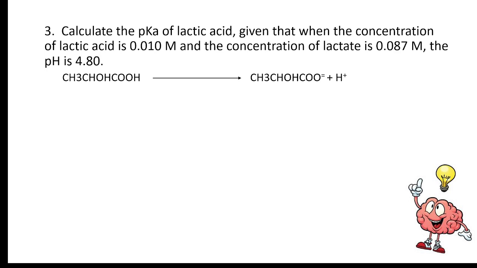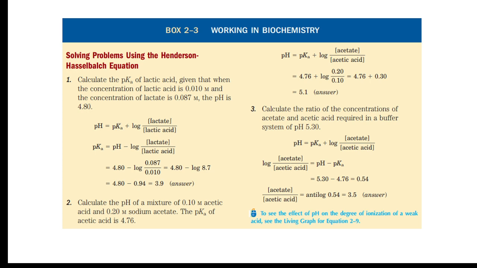Now let's solve the problem. The first problem wherein we have to calculate the pKa of lactic acid, given that when the concentration of lactic acid is 0.01 molar and the concentration of lactate is 0.087 molar, the pH of the solution is 4.8. Let us see how we are going to do it.